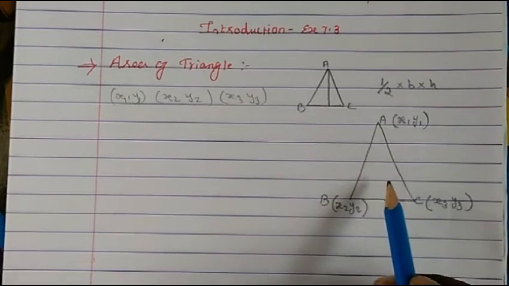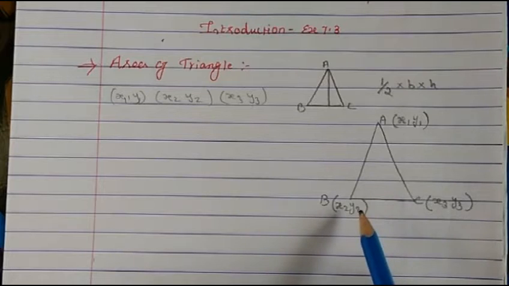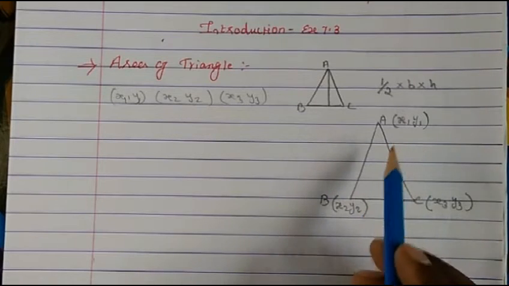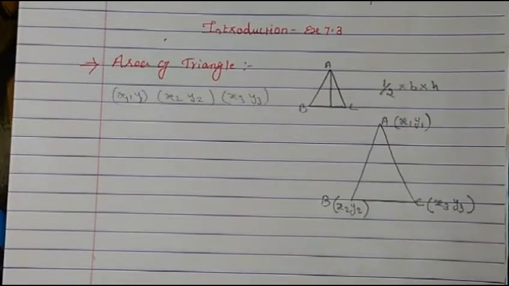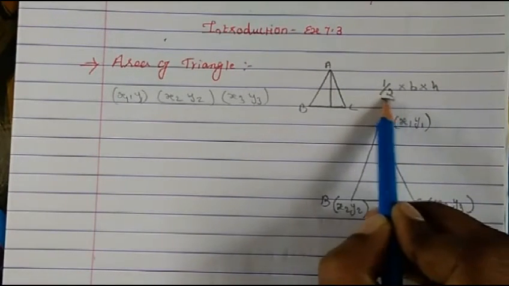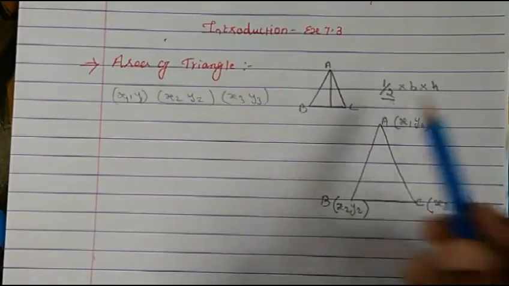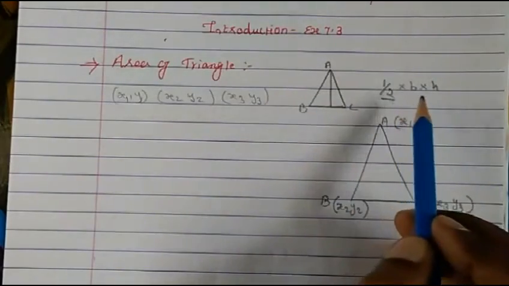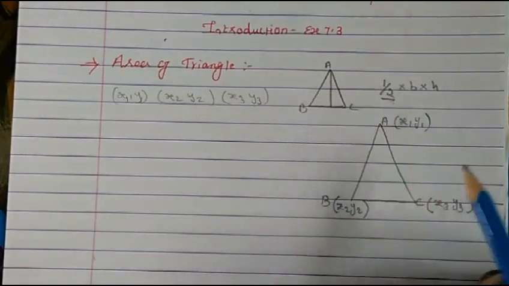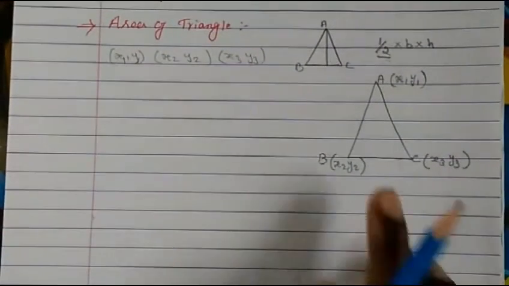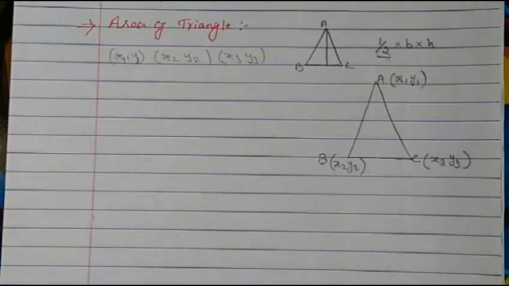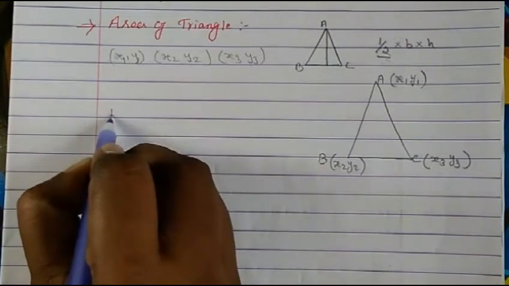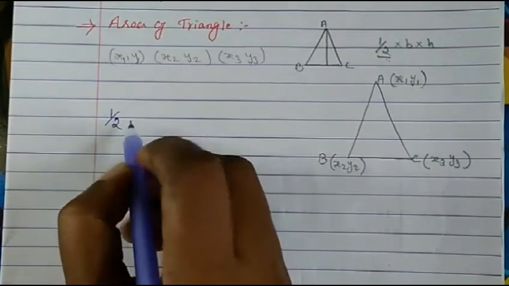Now if we have to find out the area of the triangle, how do we write the formula? First of all, you have to remember that half into base into height is normally our formula. So you have to remember this half. How will you form the formula? First you will write half.